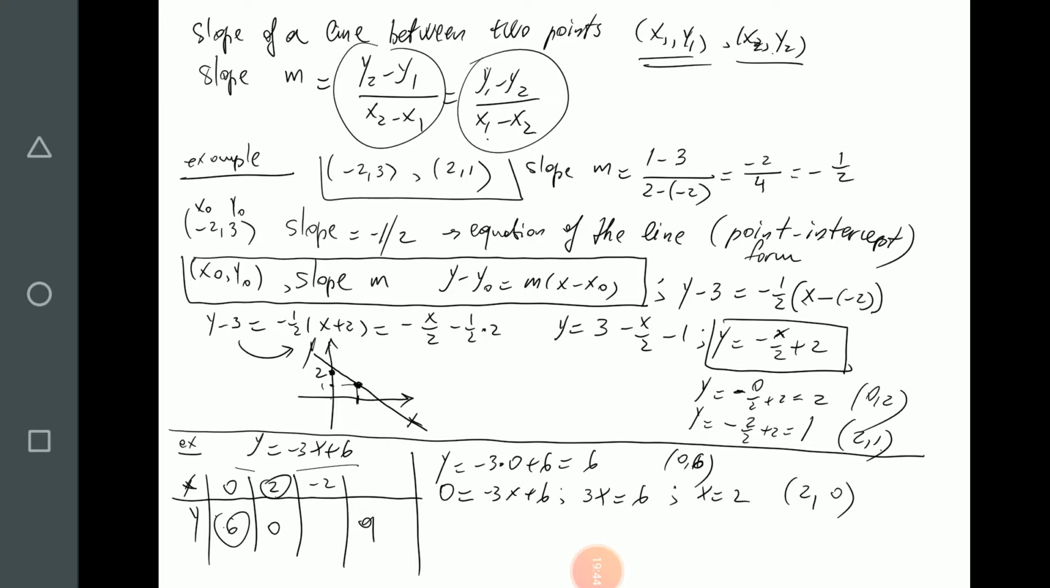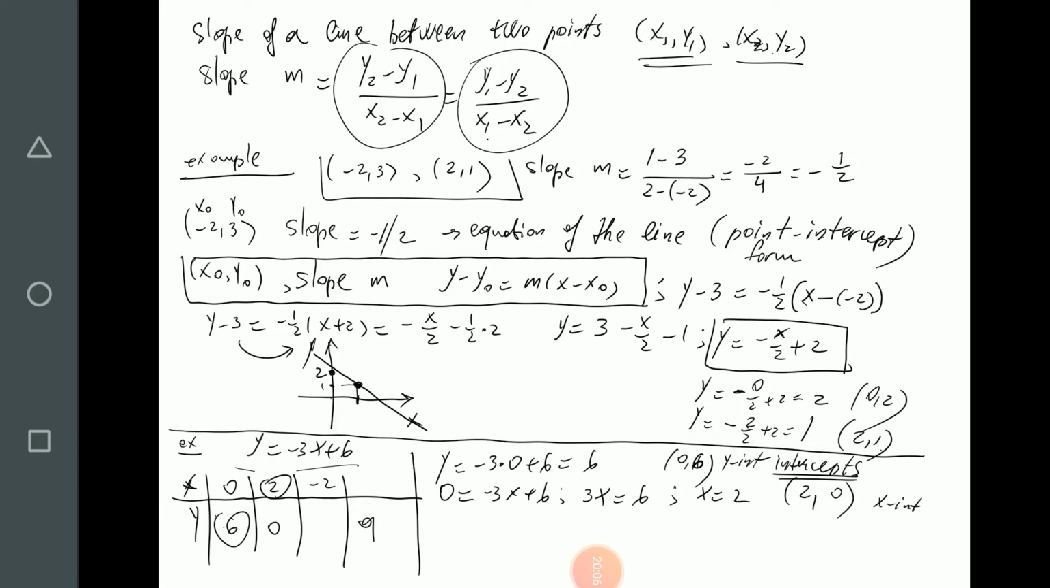These are, by the way, the so-called intercepts, because these are the points on the x and the y axis. This will be on the y axis, this is the y-intercept, because x is 0. And this is the x-intercept. Excuse me, the x-intercept because y is 0.